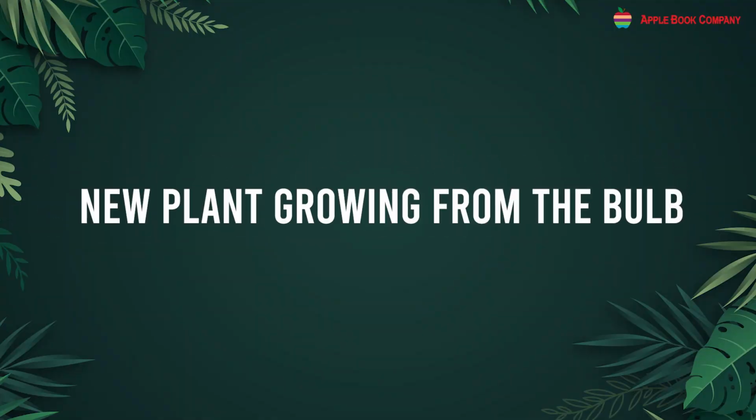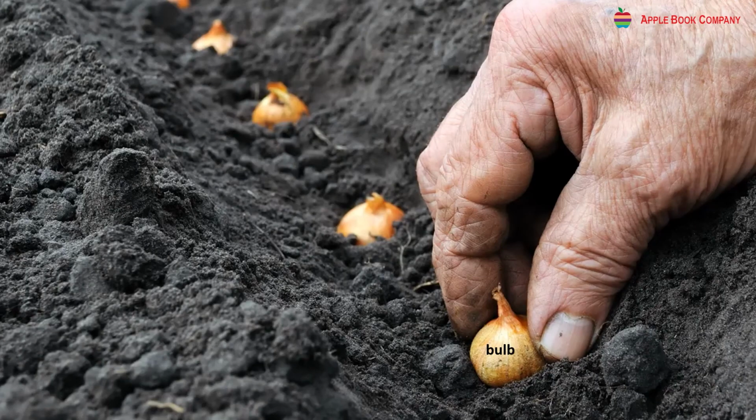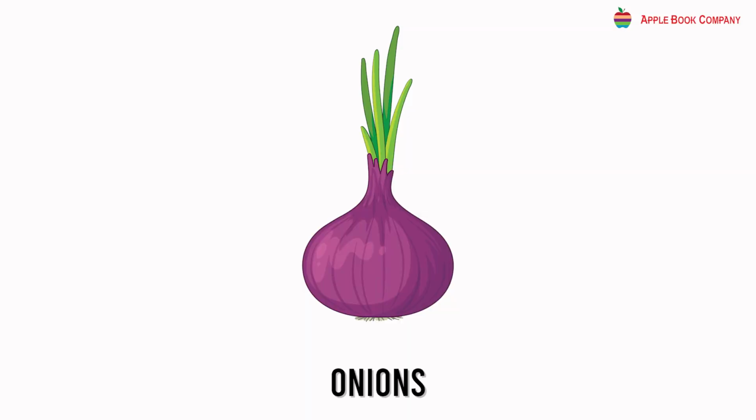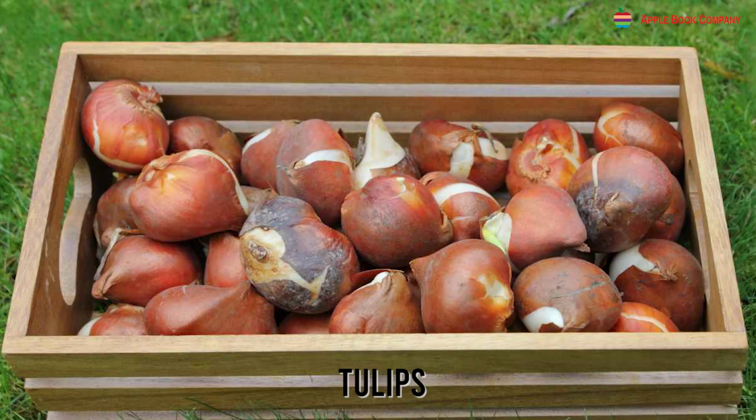New plant growing from the bulb. The round swollen part of the underground stem is called a bulb. Within the bulb, there is a central shoot which can grow into a new plant. Such kind of reproduction is seen in onions, garlics, and tulips.